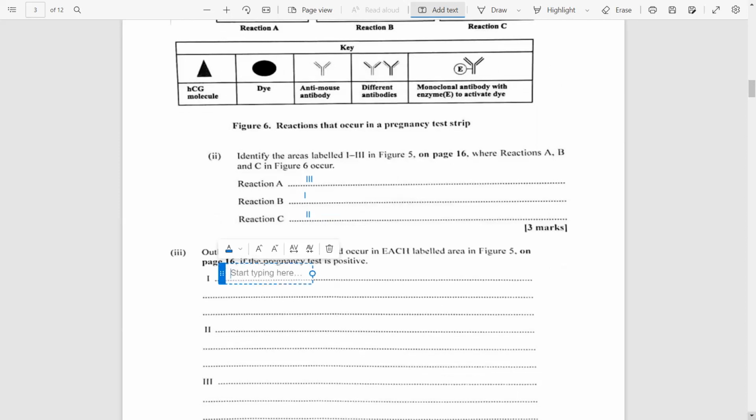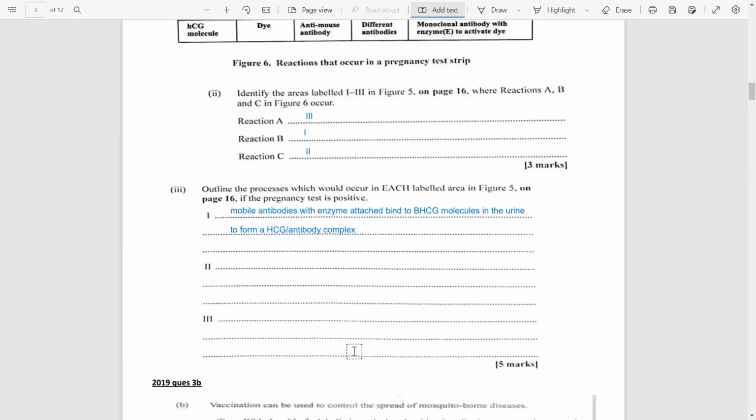So number 1 is where we have the mobile antibodies with enzyme attached bind to beta HCG molecules in the urine to form a beta HCG antibody complex. Okay.